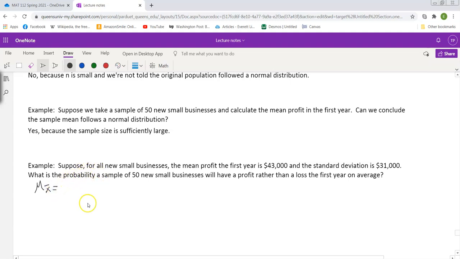So mu sub x bar is going to be just the population mean. So this first sentence here is describing the population. Okay, for all new small businesses, this is the mean and the standard deviation. So here mu is going to be 43,000.